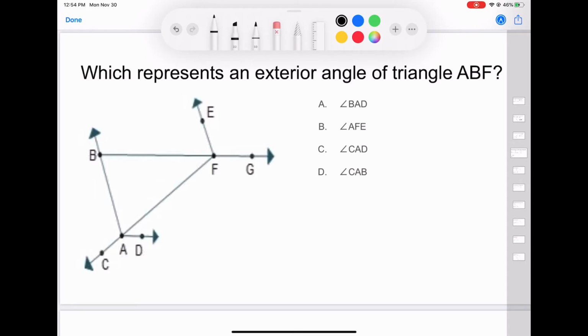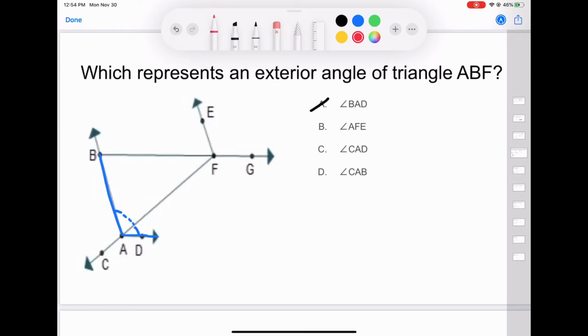Which represents an exterior angle of triangle ABF? So we have our triangle ABF, and we're looking for which of these represents an exterior angle. Well, the easiest way to go about this is to identify each of these angles and see if they are in fact exterior angles. So we have BAD. Well, as we can see, BAD has a little bit of an interior angle space, and so that would not be our answer choice.